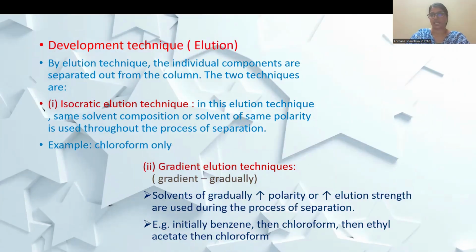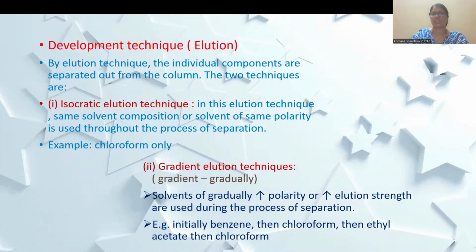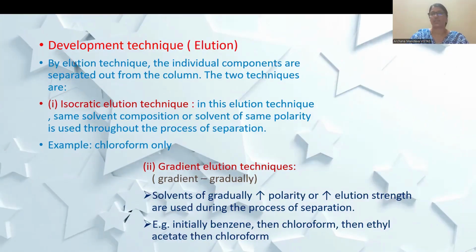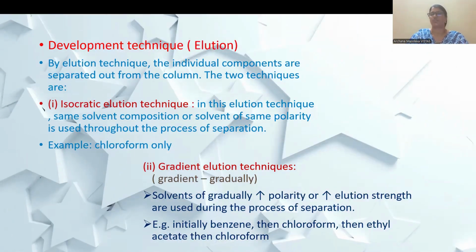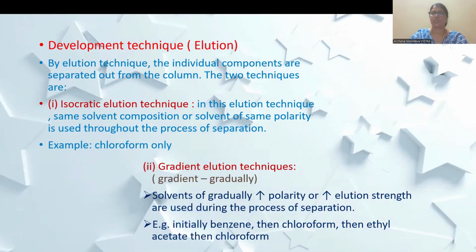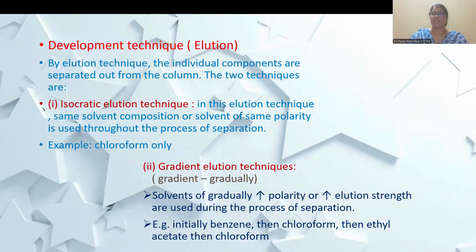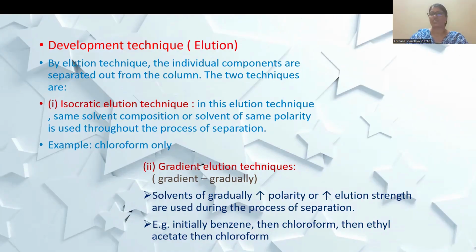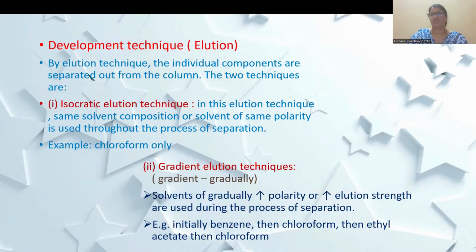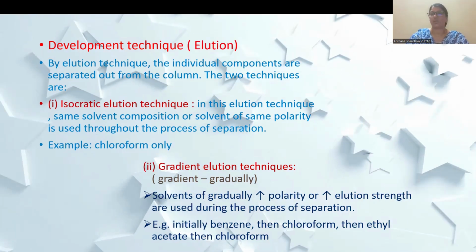The development technique is called elution. There are two elution techniques: isocratic elution and gradient elution. Isocratic elution means that we use a solvent of a particular polarity and use the same solvent throughout the separation process. Gradient elution means solvents of increasing polarity are used, in a mixture or added one after another.